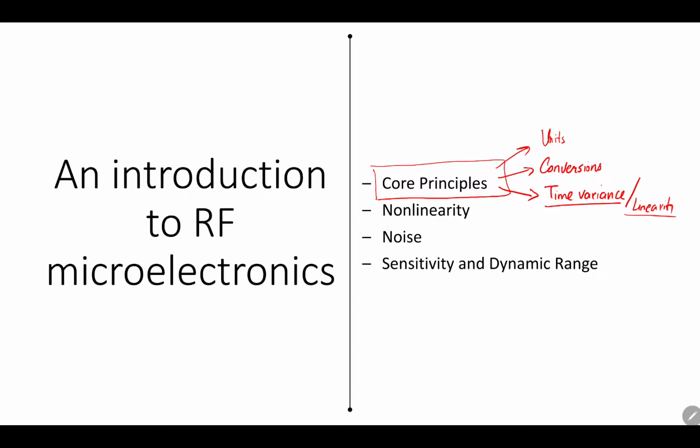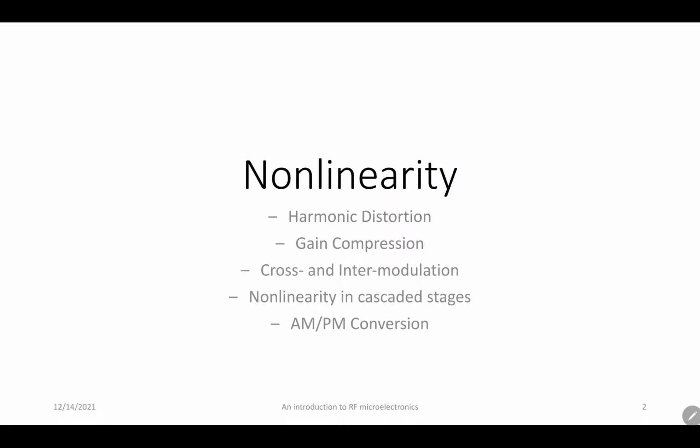Now, in this section, we'll focus on non-linearity in RF systems, how to characterize or quantify non-linearity, and the impact of non-linearity on the performance of RF systems. This section will be divided into subsections. To start with, we'll talk about harmonic distortion, and then we'll see some effects like gain compression, intermodulation and cross modulation, and then we'll see how nonlinearity exhibits itself in a cascaded system.